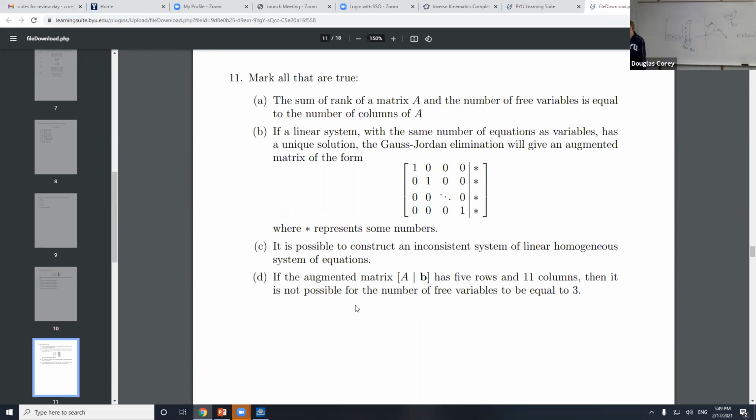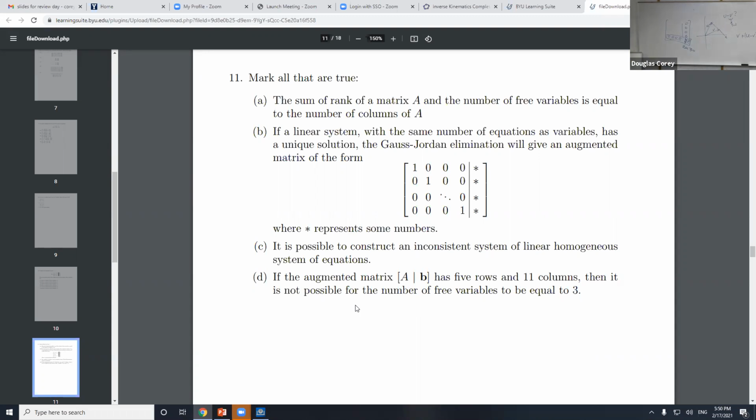D, if the augmented matrix A augment B has 5 rows and 11 columns, so A then would have 10 columns. B would be the 11th column. Okay, so you've got to be a little careful with that. Then it is not possible for the number of free variables to be equal to 3. So thumbs up if you say it's true, thumbs down if you say it's false. Thumbs sideways if you're not sure. Okay. All right. So this is true. It is true that it's not possible. It's kind of a weird thing. So it's true that it doesn't work.